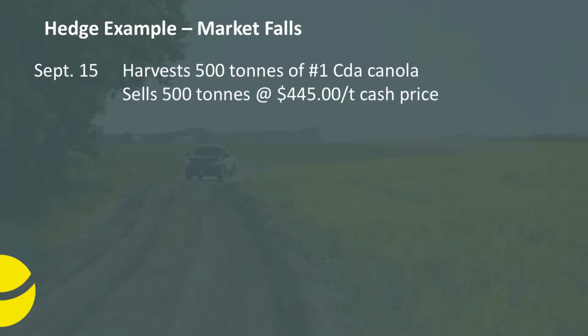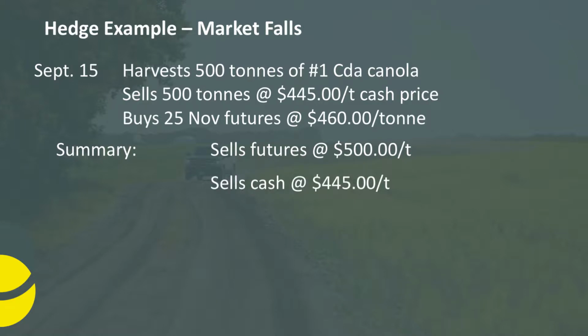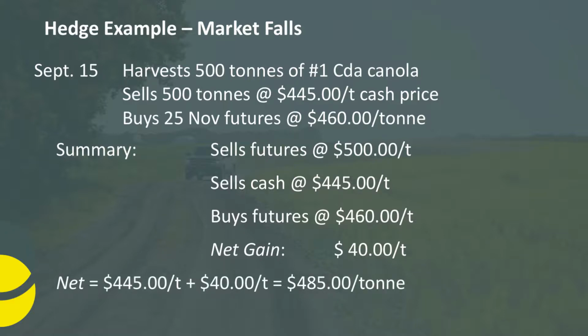The cash price is $445 per ton, lower than what he had hoped to achieve when he was looking at prices in July. But he had his futures contract in place, and so he sells the futures at $500 per ton, buys the futures back at $460 per ton, and so there's a net gain of $40 per ton. Once again, a final cash price of $485 per ton. So in this particular case, notice that the basis hasn't changed.